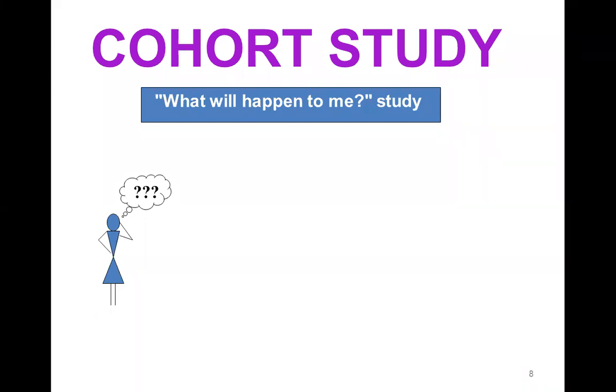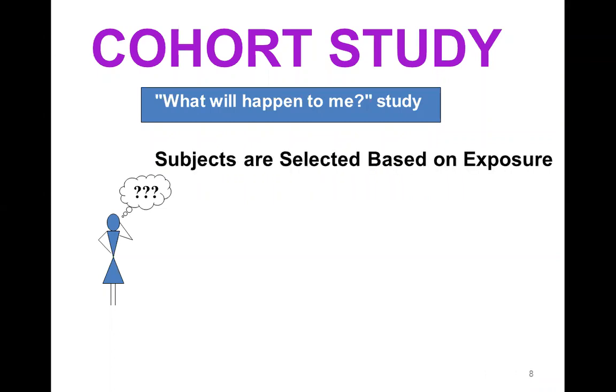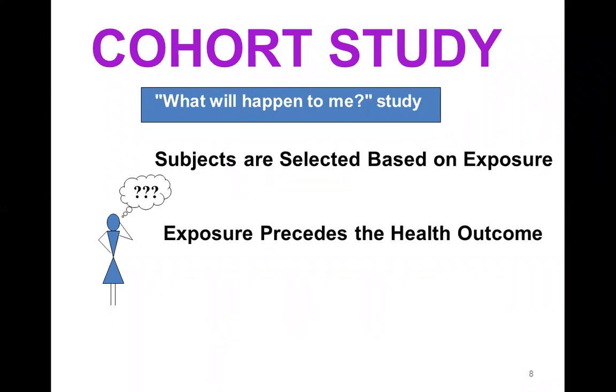But for now, cohort study, we call it the "what will happen to me" study. I think these are the most useful ways to remember the different study designs. For a cohort study, you have subjects that are selected based on exposure. You have exposure that precedes the health outcome, and it's useful for common complaints. So anytime I ask you a question about a common condition, usually I'm going to be looking to use a cohort study to identify the characteristics in that study. So just hold on to that and remember that for later on.